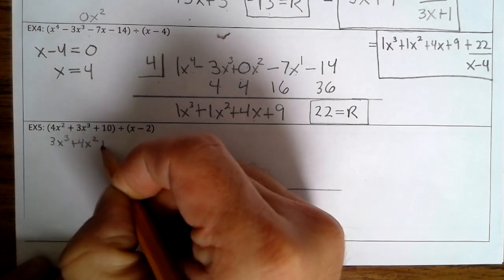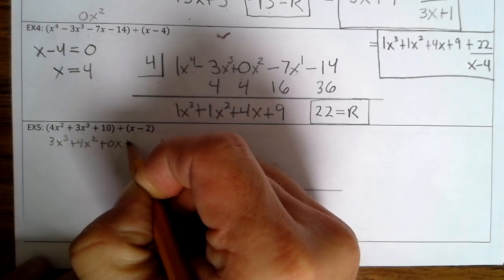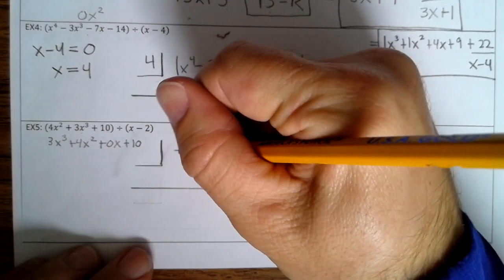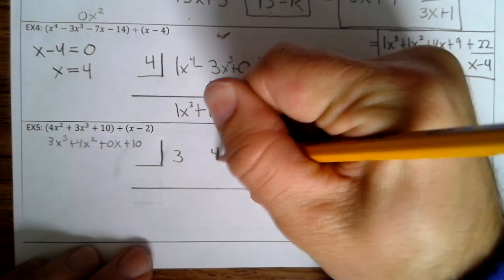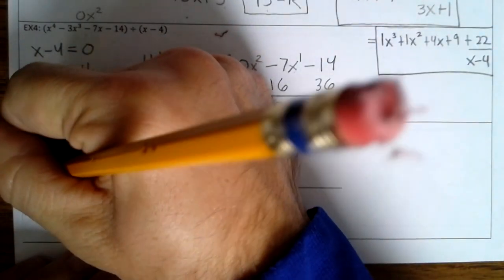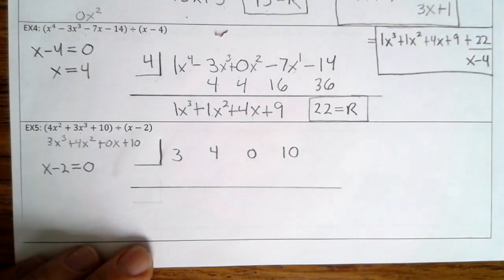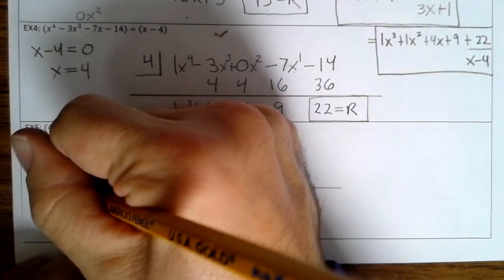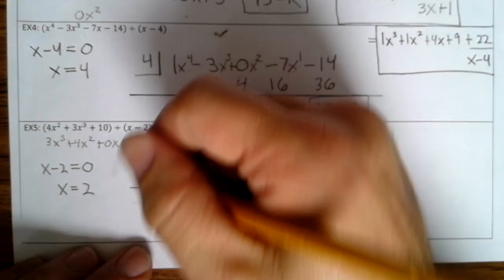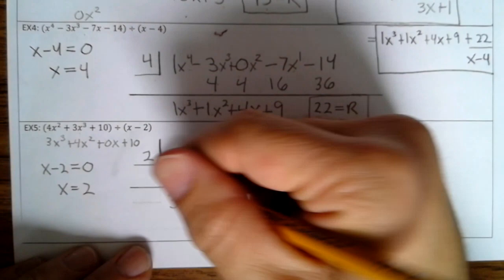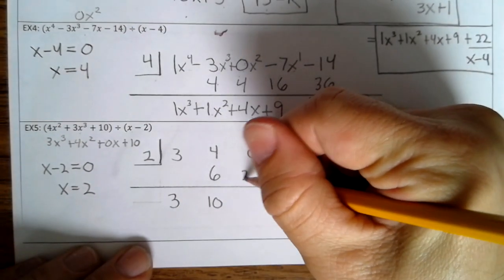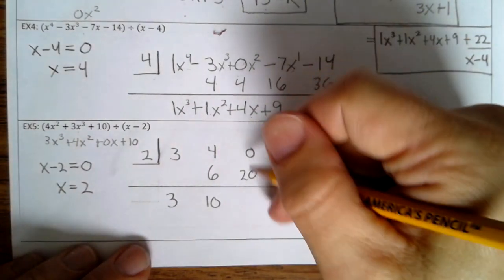Okay, so then this is 3, 4, 0, 10. Now we said x minus 2 equal to 0. So add 2 to both sides, x equals 2. So now bring down the 3. So 2 times 3 is 6. 4 plus 6 is 10. 2 times 10 is 20. 0 plus 20 is 20. 2 times 20 is 40. 10 plus 40 is 50. So your remainder is 50.